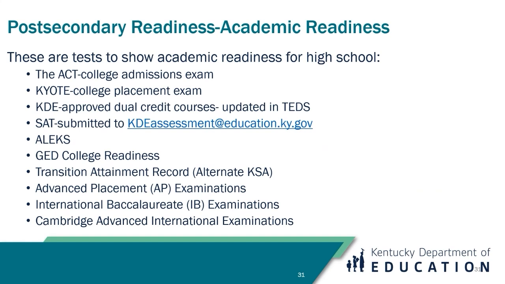And then also SAT. If you've got any students who participate in SAT, that information is submitted to KDE assessment at education.ky.gov. And then we had ALEKS that you could take, also GED college readiness. Also for alternate KSA, we had the transition attainment record. We also had AP, IB, and Cambridge. Those were our academic readiness.